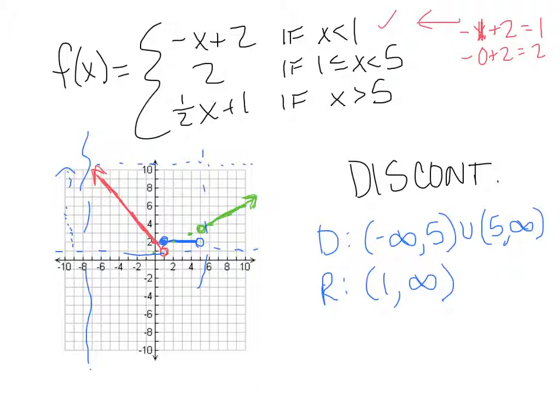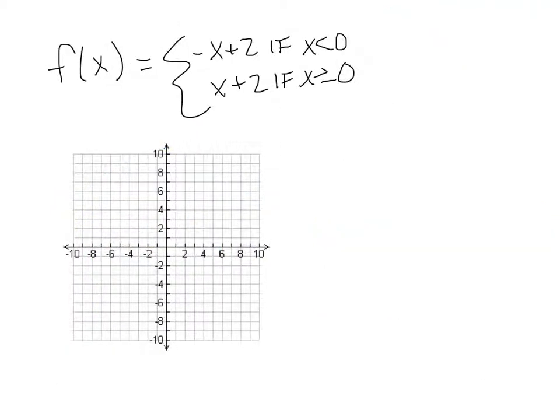Cool. So here we have two parts in a piecewise function that are both lines, and we can go ahead and graph them. It looks like these lines split at 0.